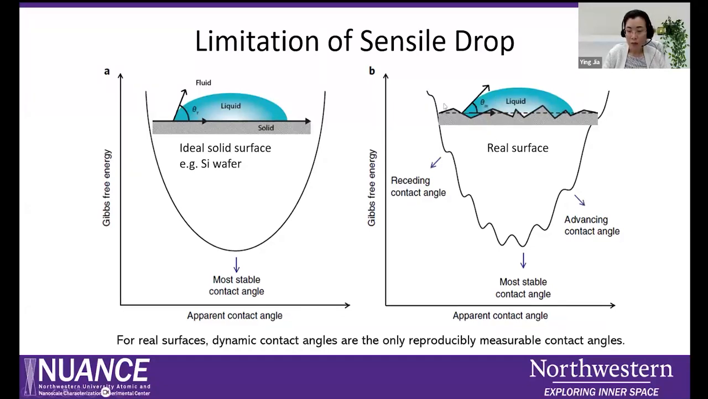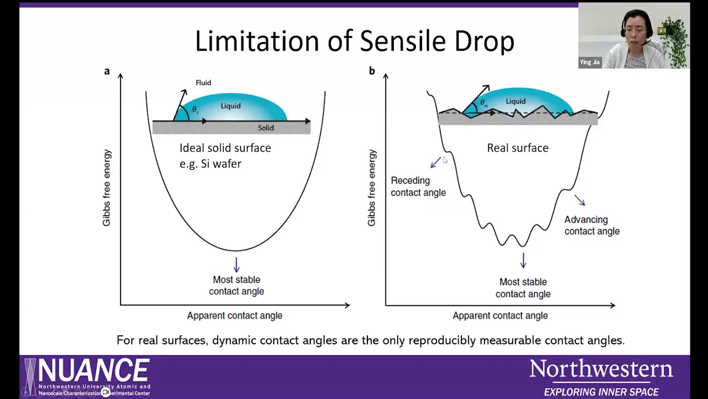But in real life, the real surface is not this ideal. By ideal surface, we usually refer to a very, very smooth, atomically smooth, chemically homogeneous surface that is not reactive and not deformable by liquid. But in the real case, a lot of things can happen, and the free energy curve is not smooth anymore. Instead of having only one minimum, it has one global minimum, but it also has many local minima.